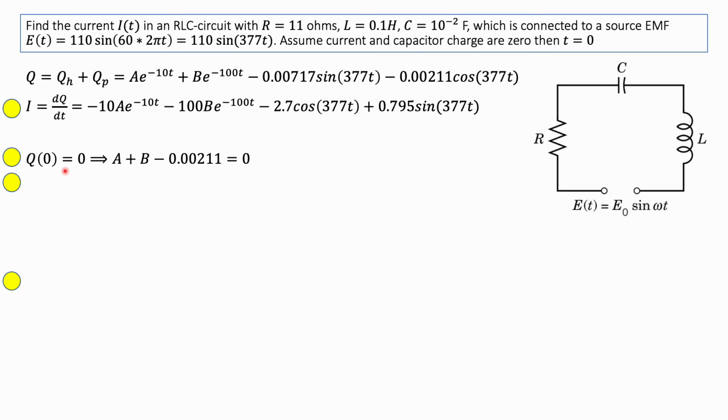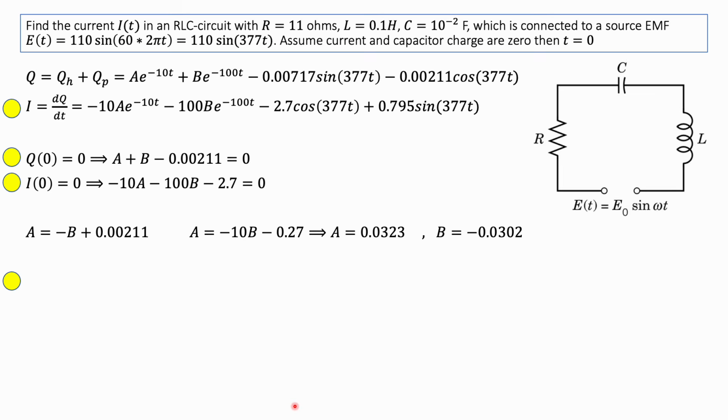Q of 0 equals 0, charge is 0 at time t equals 0. Let's come to Q. That goes to 1, that goes to 1, that goes to 0, that goes to 1. So it's A plus B minus 0.0021 equals 0. Then the current at time t equals 0 says the second line here. When time equals 0, that goes to 1, that goes to 1, that goes to 1, and that goes to 0. You have minus 10A minus 100B minus 2.7 equals 0. You have two equations, two unknowns. You can solve for them. You get A and B.